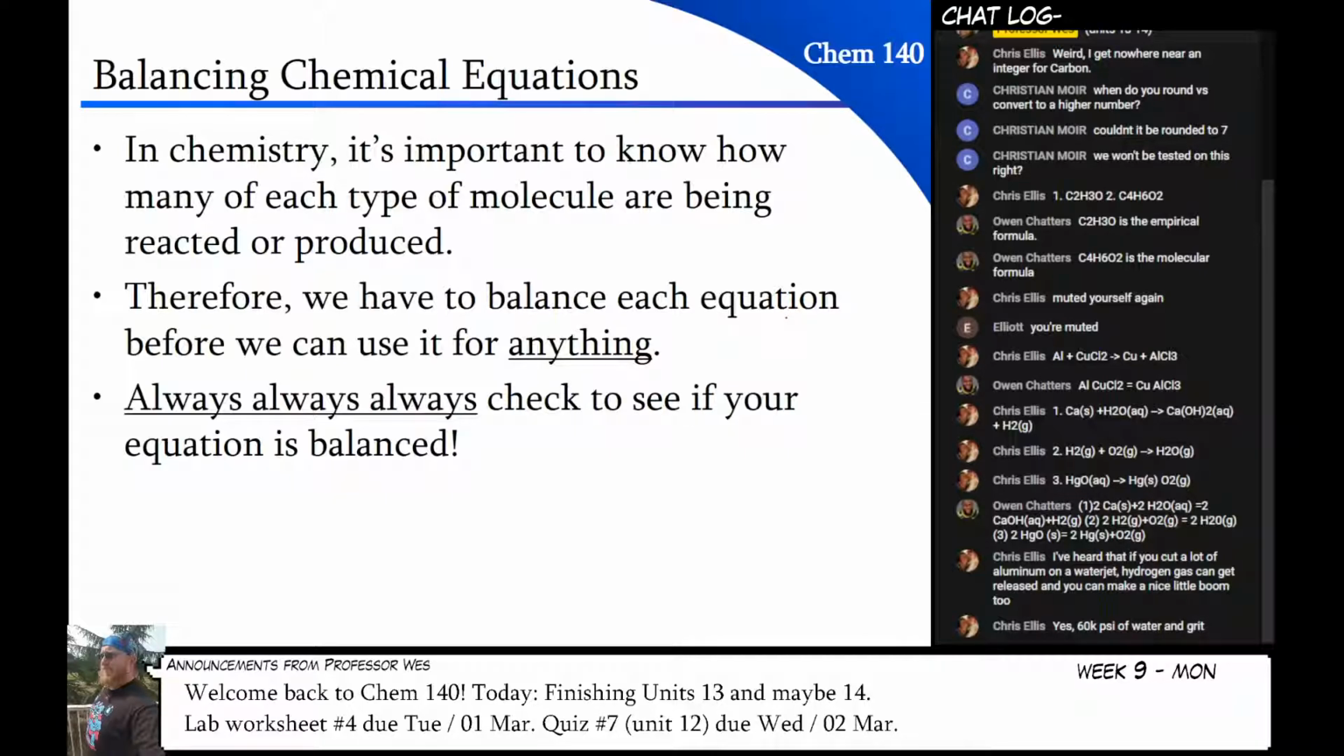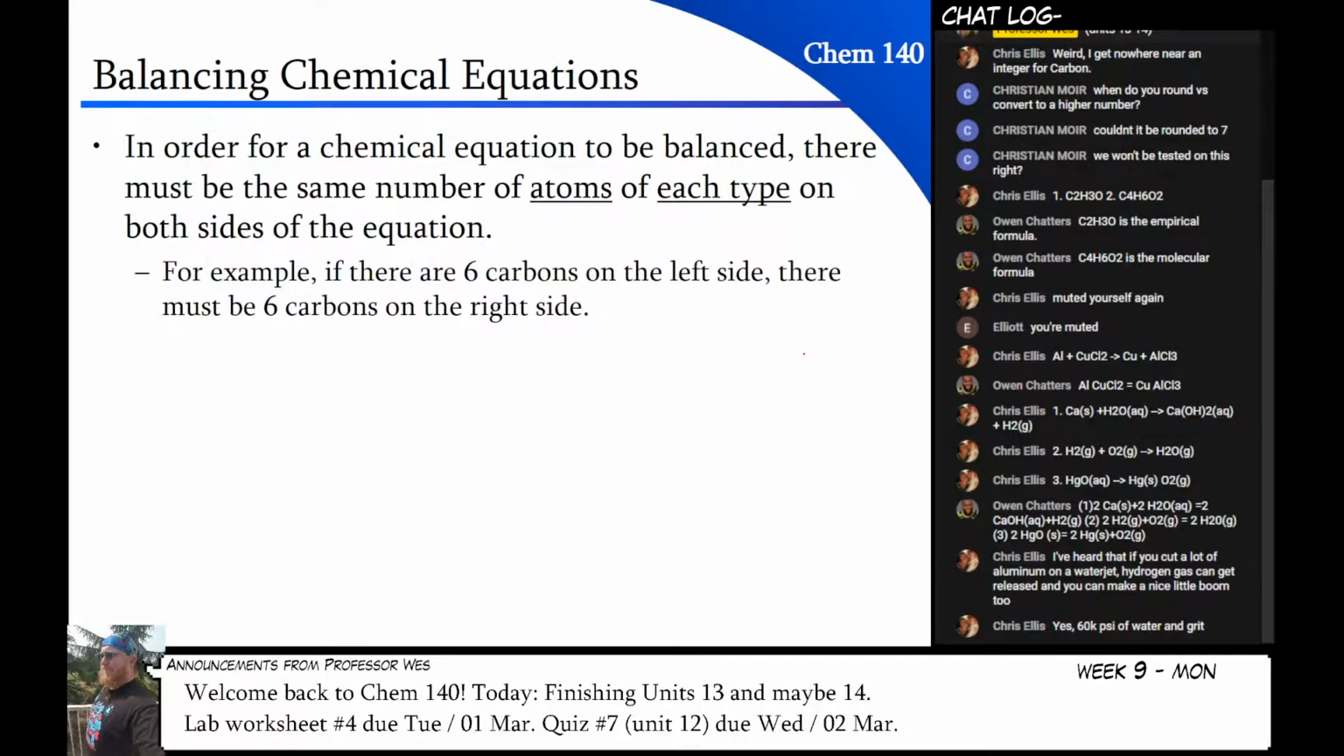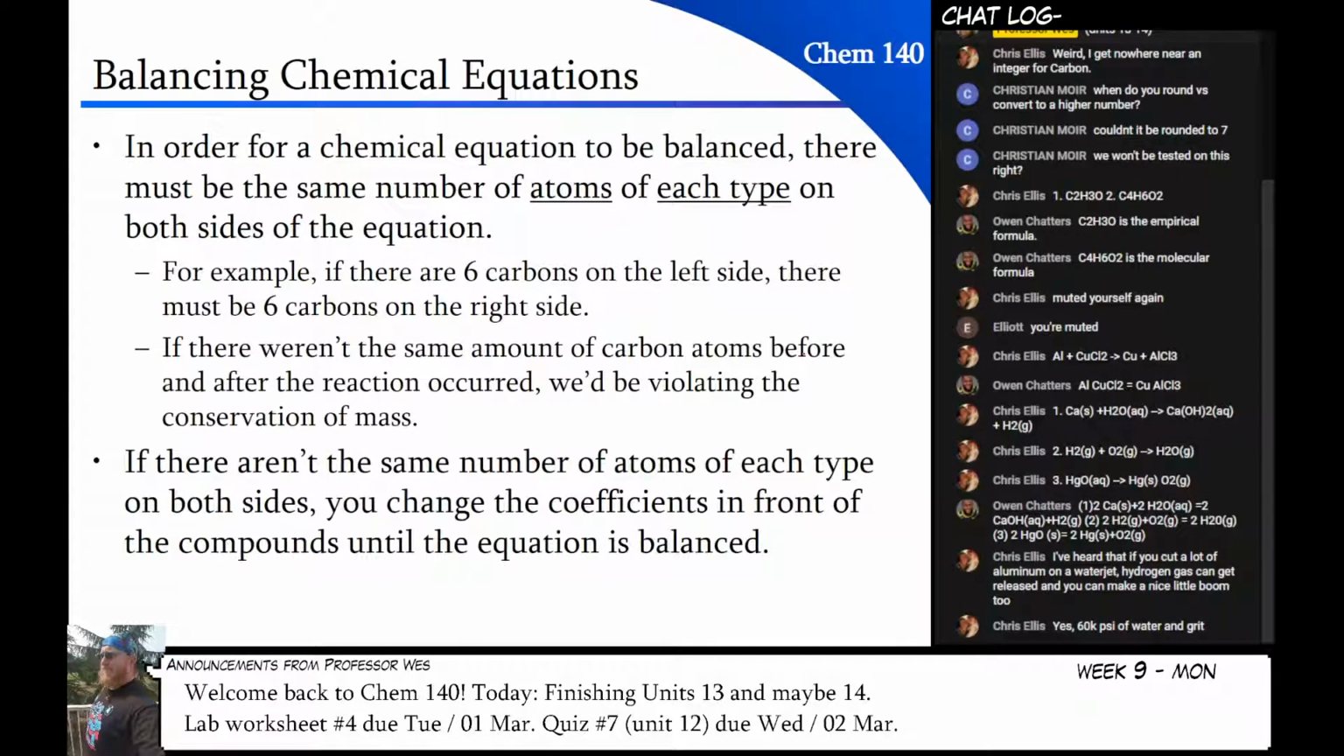But as a general principle, you should always check to make sure your equation is balanced. Just do it really quickly and see, okay, does this make sense, or did I create matter? Because if it's not balanced, it's invalid. You can't use it for anything else. All right. The way that balancing is going to work is that we're going to just take inventory. Everything on the left should equal everything on the right.